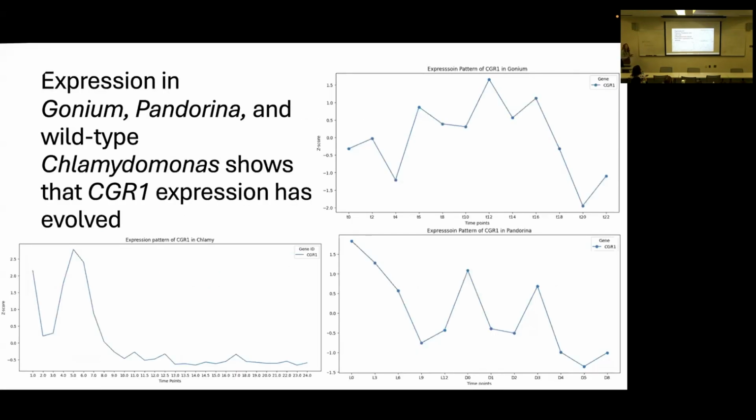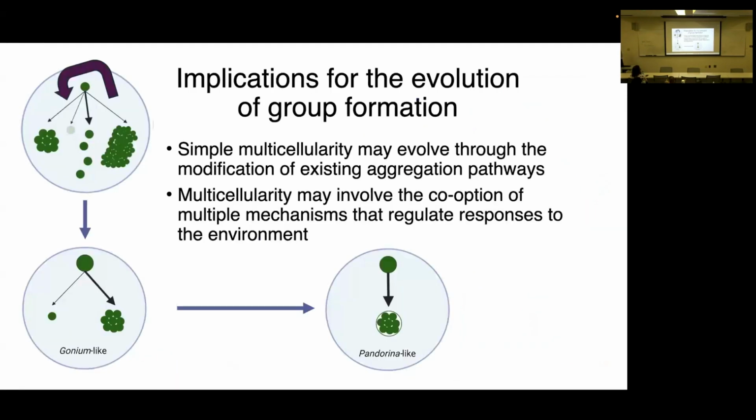Finally, we examined the expression of CGR1 in multiple multicellular species, which is gonium and pandorina here, and compared that to the wild type expression in Chlamydomonas. And we see that there's changes in the regulation of this gene and when it's expressed. In Chlamydomonas, it's expressed during mitosis. In gonium and pandorina, it's expressed throughout their life cycle. So there's changes in when this gene is being expressed.